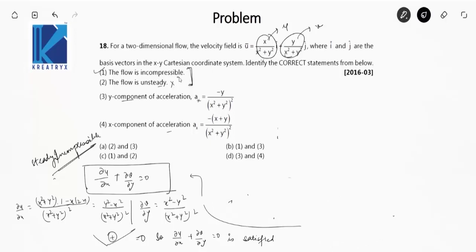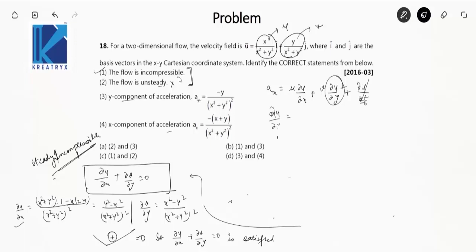How do you write the x component of acceleration? It is written as u del u by del x plus v del u by del y and del u by del t. This is 0. So del u by del x you have found out. If you find out del u by del y, you can find out the x component of acceleration.